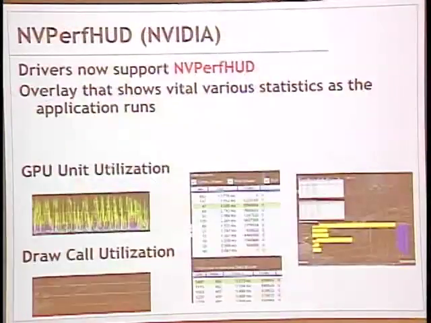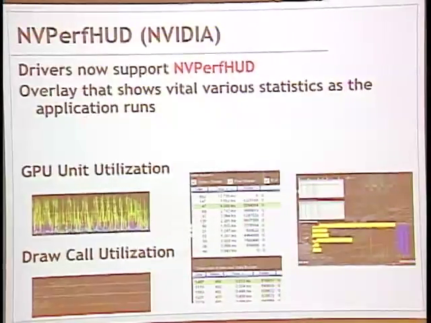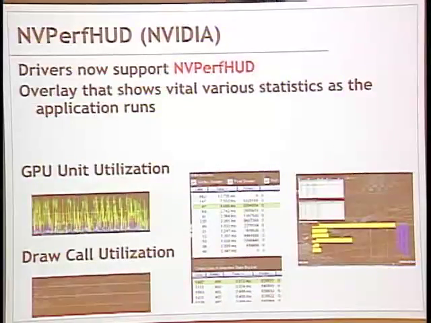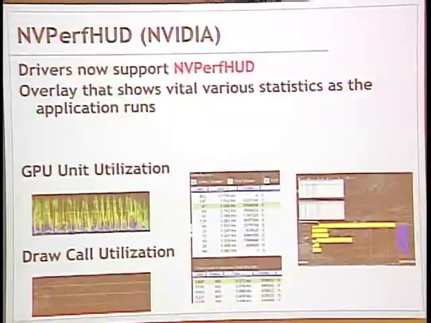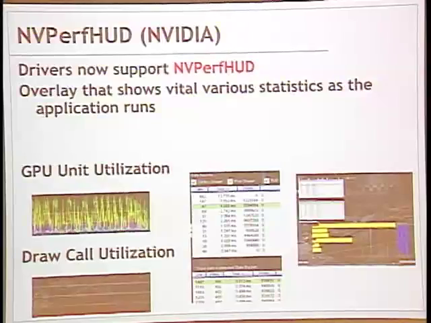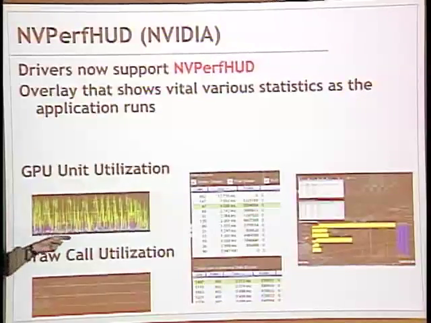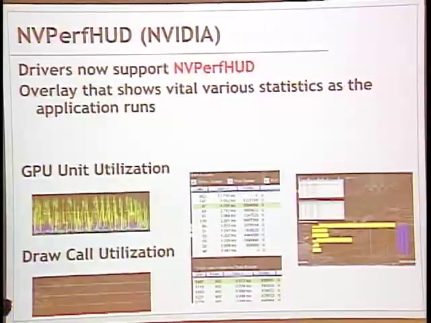Okay, now there's tools that help you do this too. So Nvidia has this really cool set of tools, and this is actually last year's diagrams, but this is something that they'll give to developers for free, and it gives you this enormous amount of detail of what's happening in the GPU. So it's called NV-PerfHUD. It's the performance heads-up display. The drivers support it natively, and so you can look at time going across here and look at graphs of how busy each of the units are.